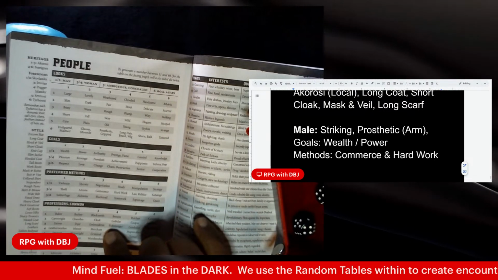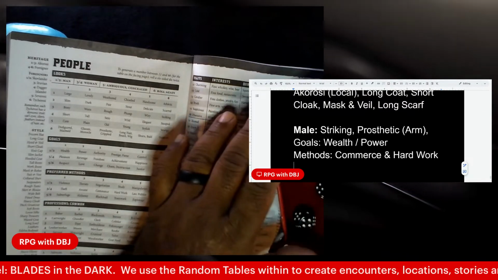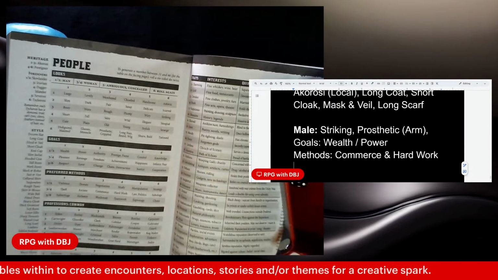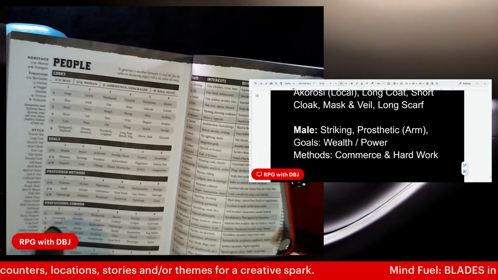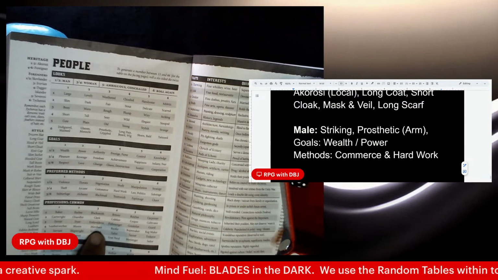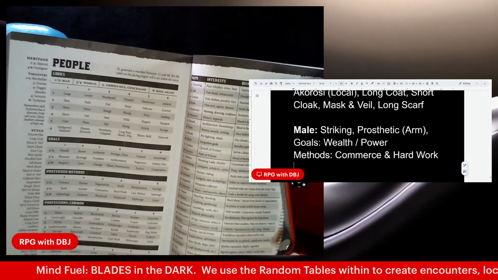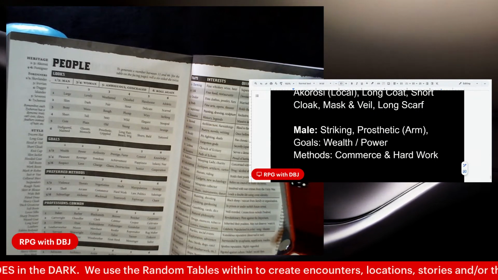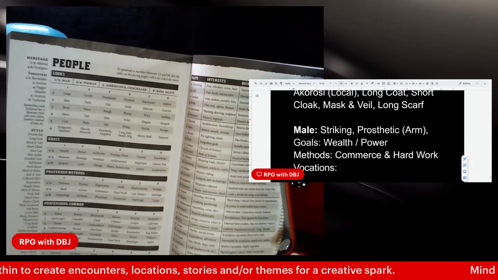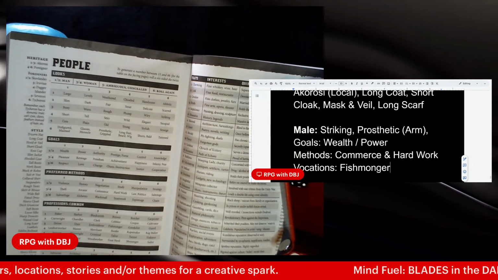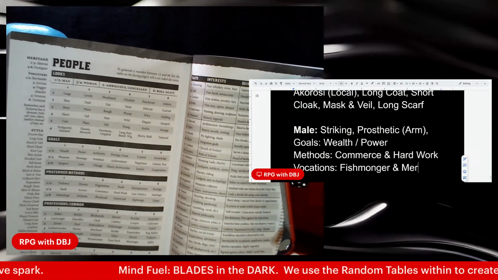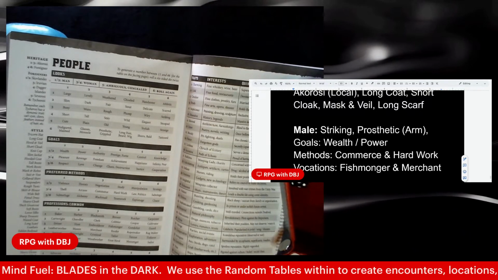Lastly, we've got professions, common professions and rare professions. All right, here we go. Rolling the dice. 3 and 4. Again, we're going to switch up the numbers. So 3 over to 4 is a fishmonger, and 4 over to 3 is merchant. Fishmonger and merchant. Okay. Vocations. Fishmonger and what did I say? Merchant. Makes perfect sense. Okay.